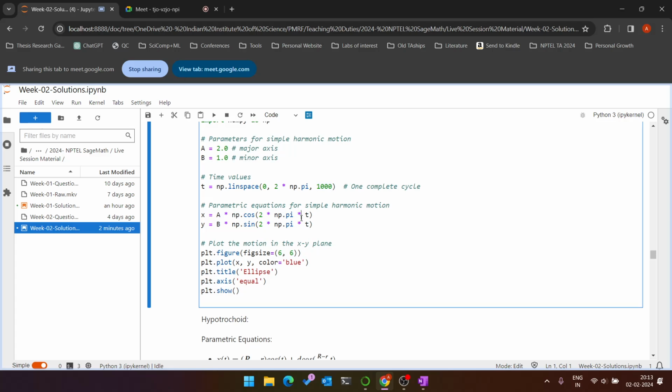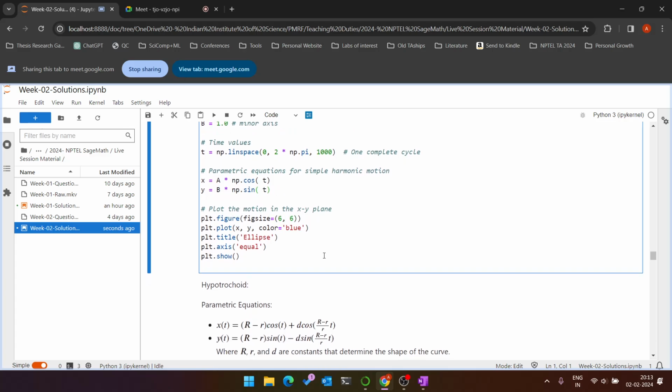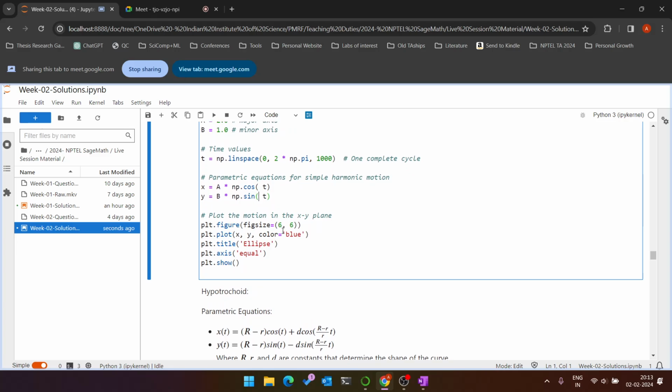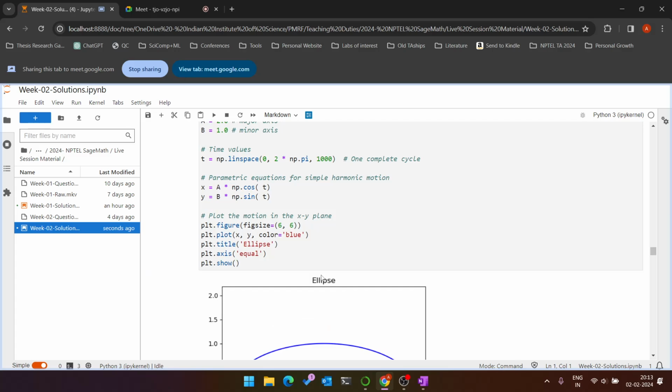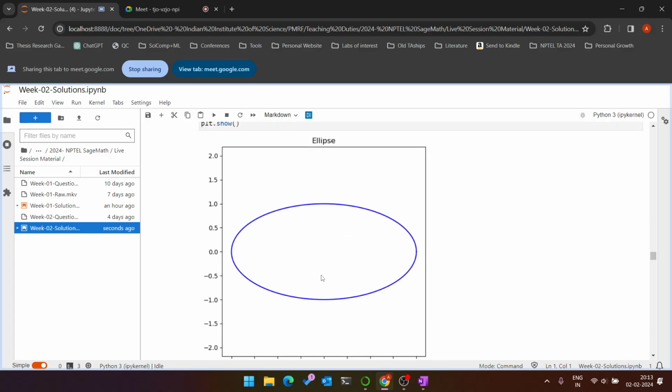Sorry, a cos of t and b sin t. Then I'm creating a figure in the xy plane which has equal width and height, 6 by 6, plotting x comma y with the color blue, and I'm setting that my axis should be equal. If I run this script, you can see that this is the ellipse that I get.